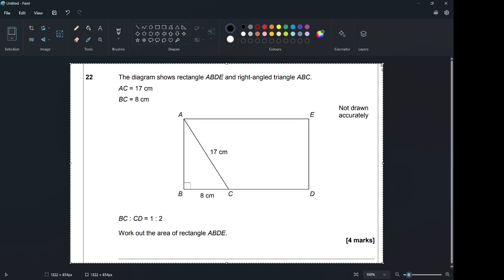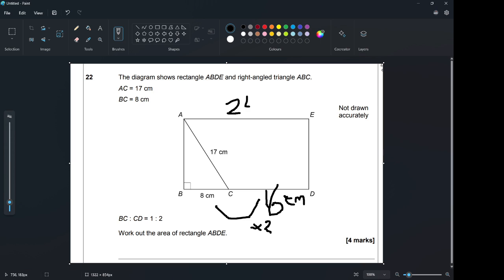Step one, guys, is work out this length here. Well, it told us that BC to CD is 1 to 2, so I'm going to times this by 2. That'll be 16, guys. Sorry, guys, about my pad. I apologize. It's been a bit funny again. So BD has the total length of 24 centimeters. So that's going to be our length.